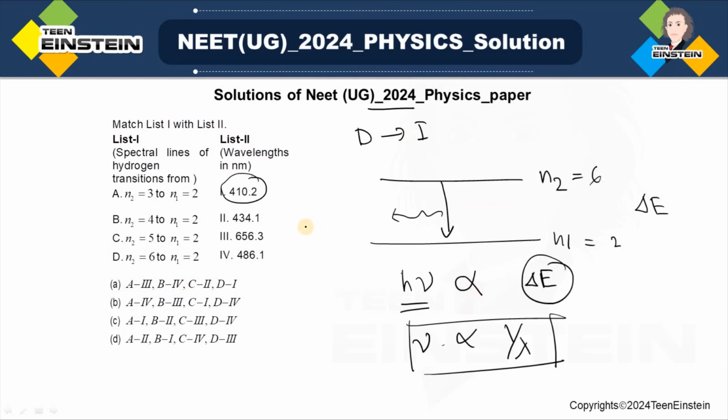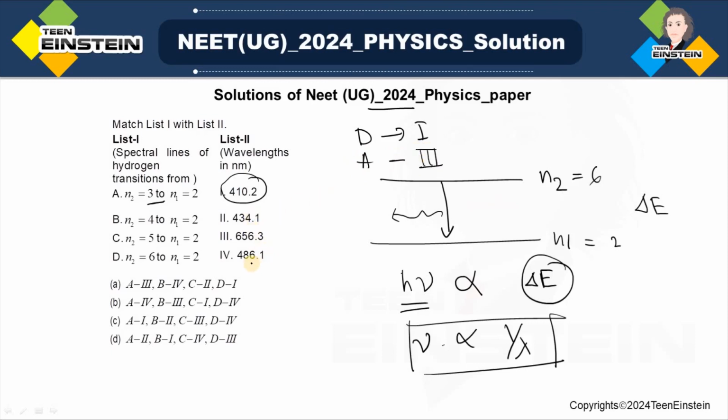Now we'll see the highest wavelength, that means least energy gap. So the least energy gap is here with A. So this transition will have the least energy gap, so the highest wavelength. So A will be matching with 3.